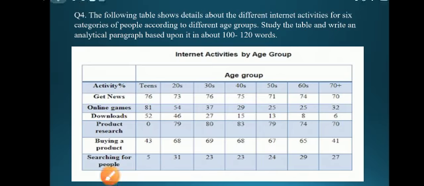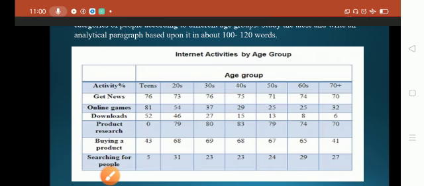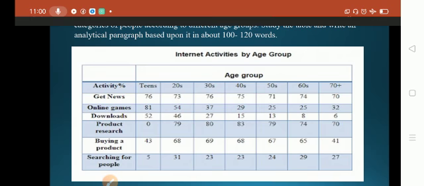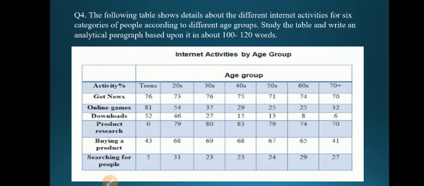So the last one is, okay. The following table shows details about the different internet activities for 6 categories of people according to different age groups. Study the table and write an analytical paragraph based upon it. Okay, so this data is given in the table form. Internet activities by age group.